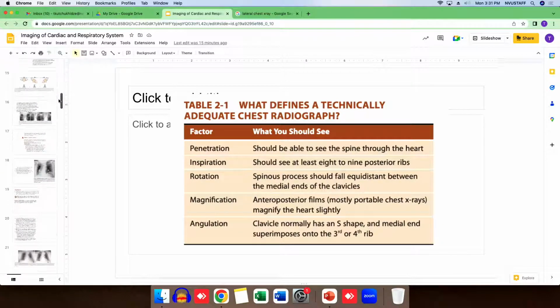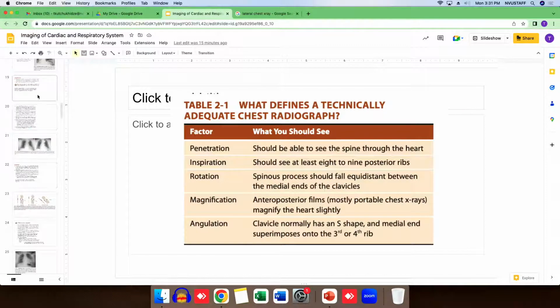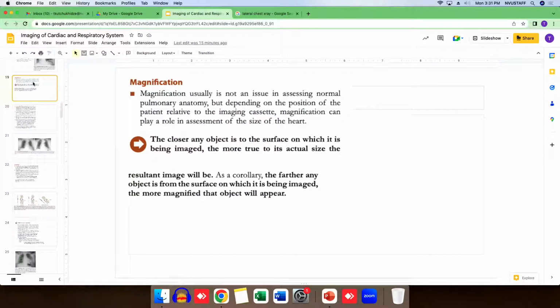Regarding the magnification, normally it's not an issue for our pulmonary anatomy, because patient's position is more important for this. However, magnification is really important for our heart size and heart pathologies. So the idea here is that the closer the object is, the more huge and enormous it will be seen, right, than its actual size. So we should always check the location of the subject that appears in front of us, right?